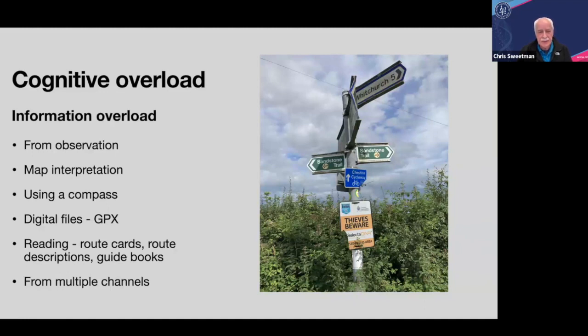And then you might be reading a route card, reading a route description, having a look at a guidebook. And so cognitive overload, then you could easily be looking at multiple channels. In the image there, you've got all these signs detailing where to go, but for me, there's only one sign I need to concentrate on, which is which way am I going to go on the Sandstone Trail. And that helped. It was an illustration that provided mitigation against cognitive overload, because I just follow the sign.